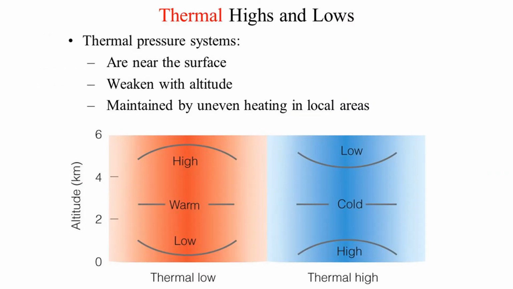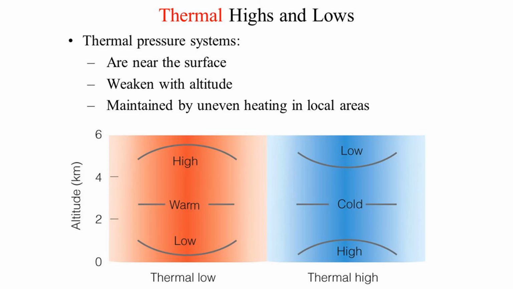The thermal highs and lows are regions of surface high and low atmospheric pressure created when the atmosphere is either cool or warm. They are called thermal cold core highs or thermal warm core lows. In general, they are shallow systems. Usually those systems extend no more than a few kilometers above the ground. These systems weaken with height.